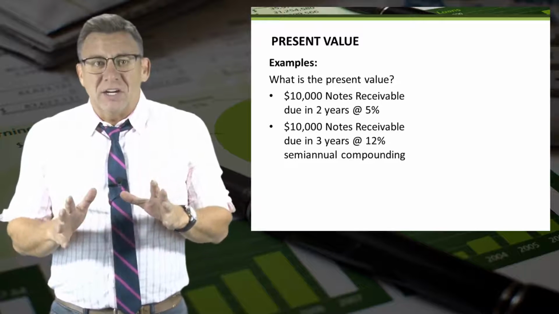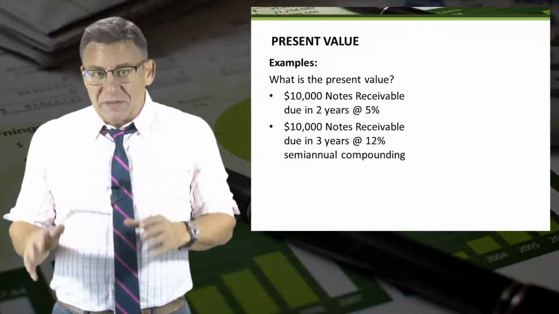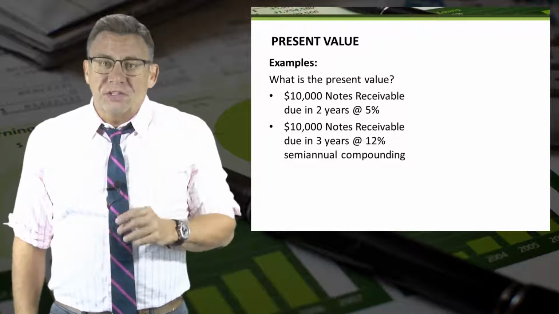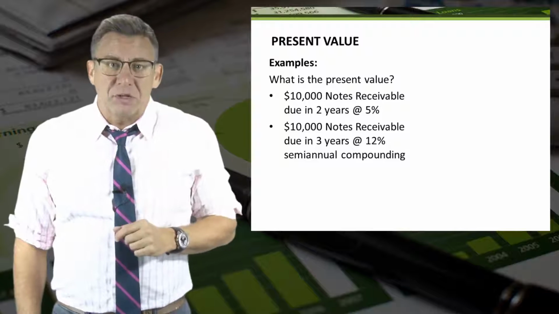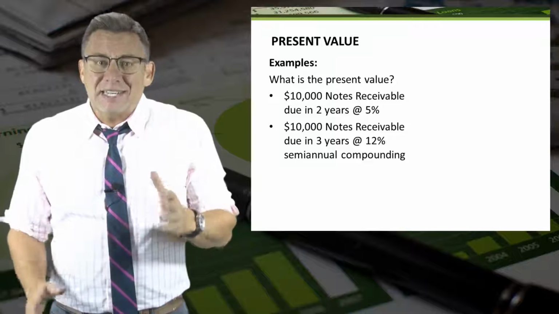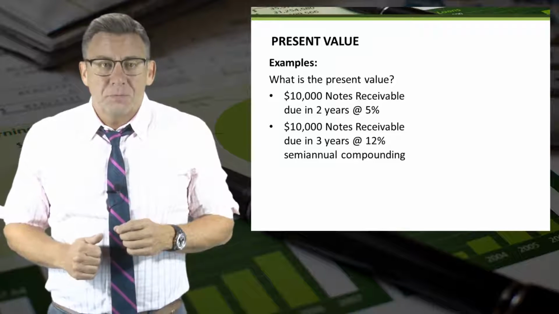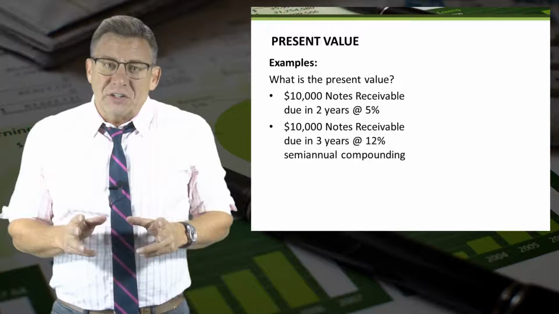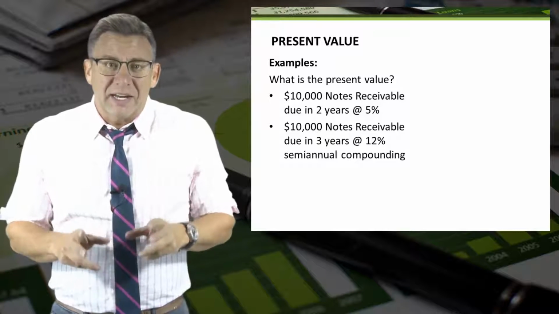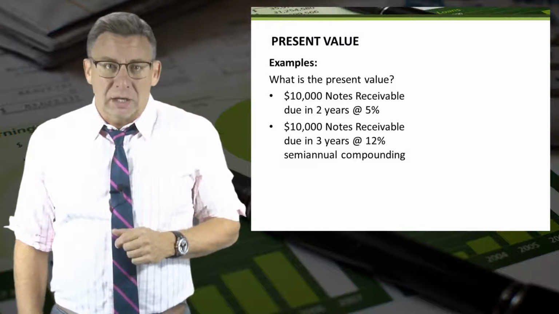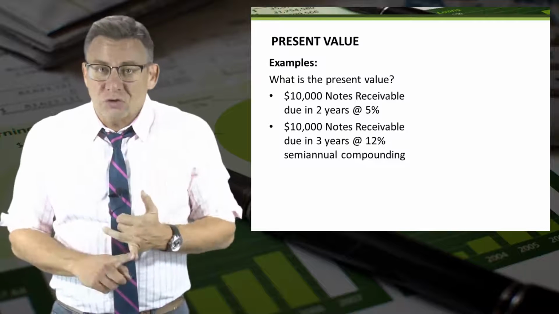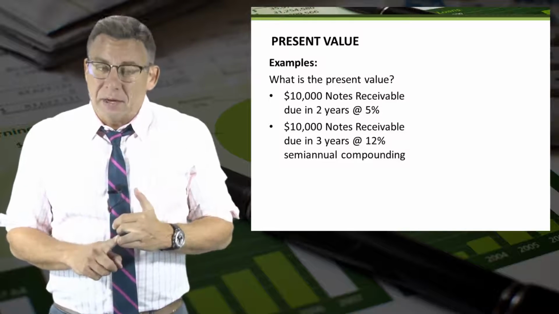So let's look at a couple different scenarios, and I'll show you how to solve them using the tables. For example, a $10,000 notes receivable due in 2 years at 5%. We know the future value is $10,000. Let's see what that is worth in today's dollars. And we'll do a $10,000 notes receivable due in 3 years at 12% compounded semi-annually. When we compound something semi-annually, we divide the interest rate by 2 and we multiply the number of periods by 2.